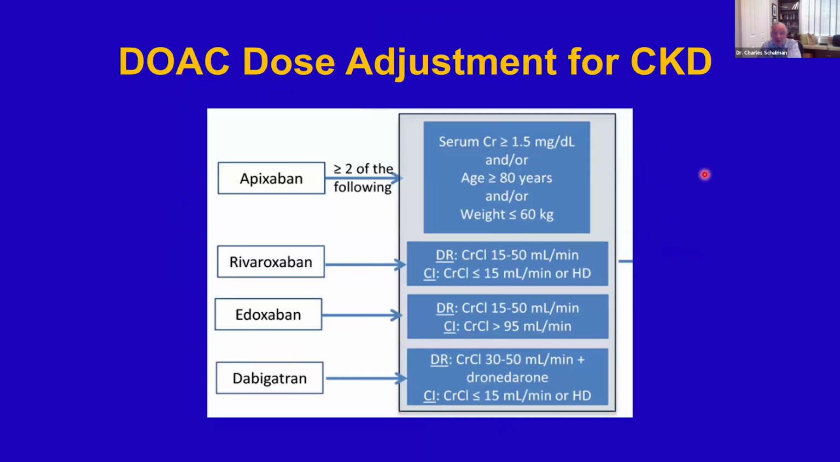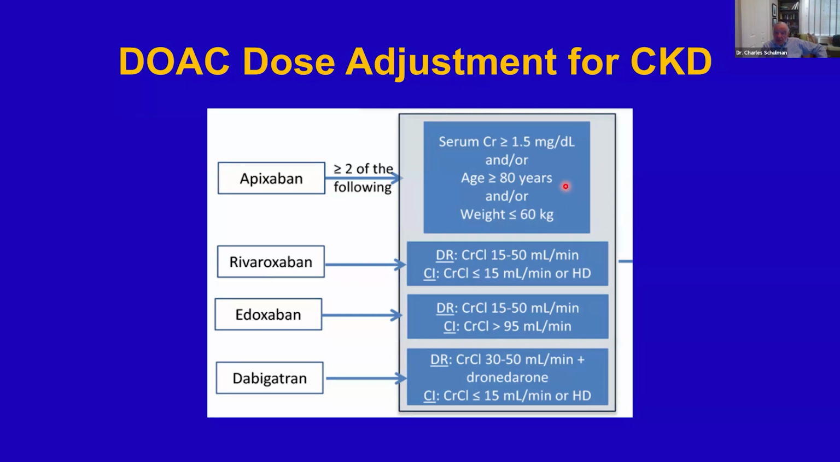So this shows some of the dose adjustments for patients who have reduced renal function. For rivaroxaban, edoxaban, and dabigatran, when the creatinine clearance or the eGFR is less than 50, you should reduce the dose. With apixaban, the criteria are for two of the following. Okay, this comes from the study where apixaban was approved, so it's somewhat arbitrary in that regard. It was one of the criteria that the investigators developed.